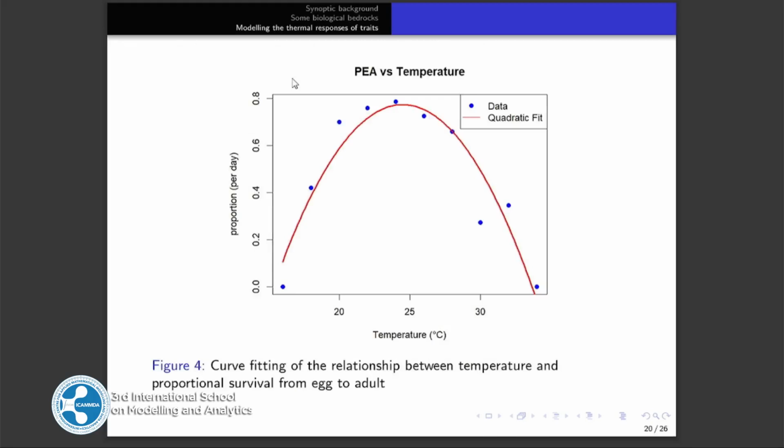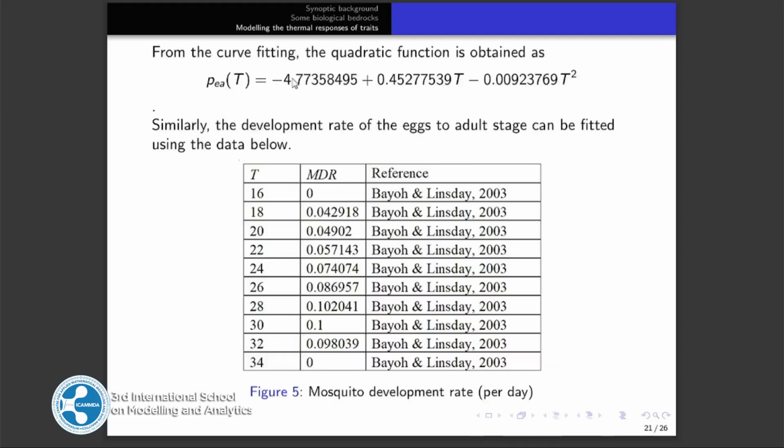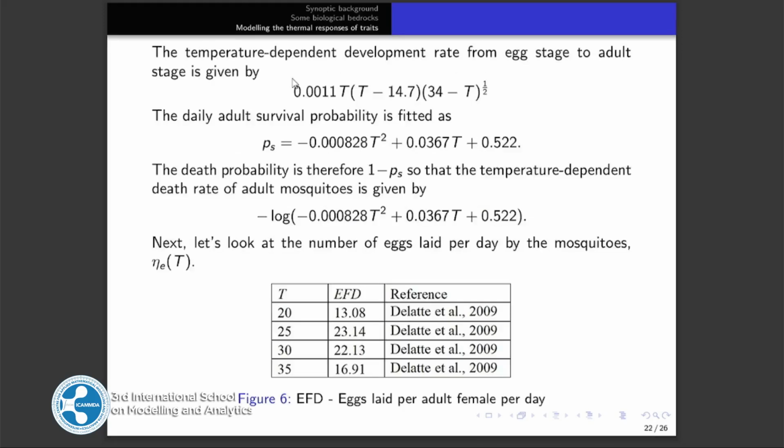Okay. So just like what I have here, we can do a similar thing to this. Are you getting it now? We fit the curve to come up with this equation. The daily adult survival probability is also fitted as this. The data is somewhat large, so I can't put it on the slide. Then it's also given as this, which is also temperature dependent.